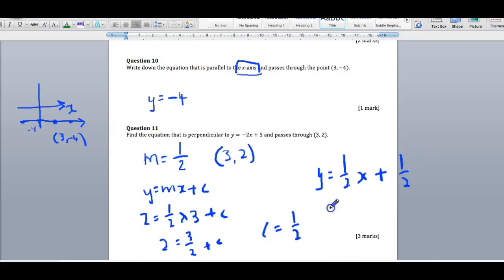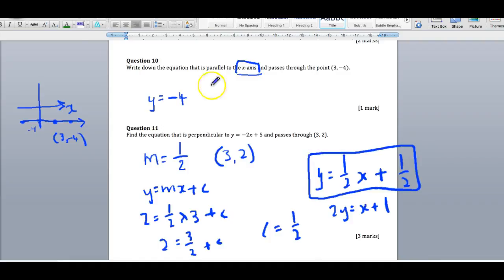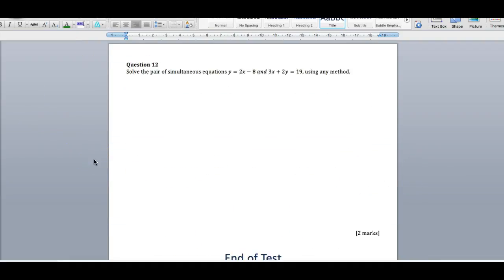You could have 2y equals x plus 1. I don't think anyone's going to do that. I think if you did this question, you had it as this. Or if you had 0.5, that's fine as well. I don't mind because it is the same thing. Okay, let's move on. Last question.